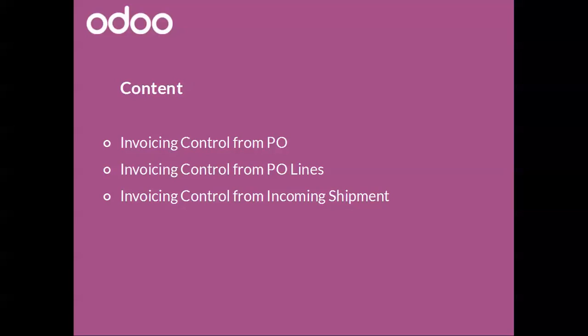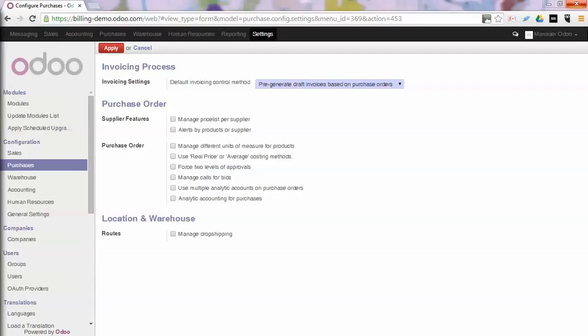Odoo allows you to use several invoicing control mechanisms for purchases. So you can have invoicing control from the purchase order, you can have invoicing control from the purchase order lines, or Odoo also allows you to control your invoices from incoming shipments, and can be one or more incoming shipments.